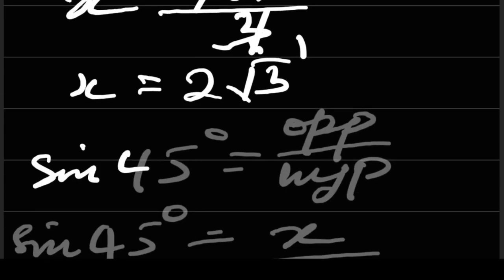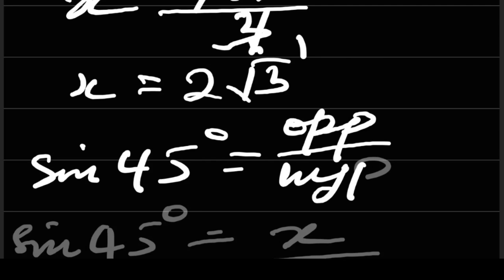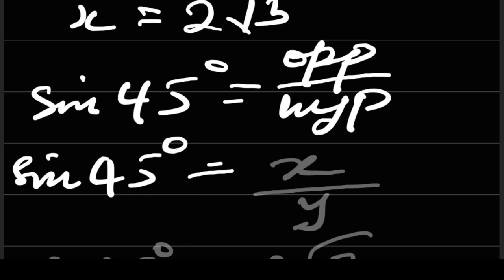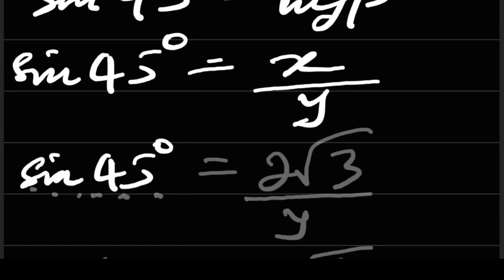Sine 45 degrees equals to opposite over hypotenuse. The opposite is x. The hypotenuse is y. Sine 45 degrees equals to x. We got x as 2 root 3 all over y.